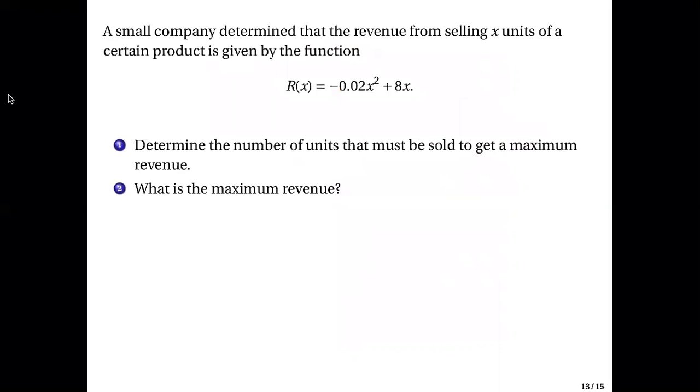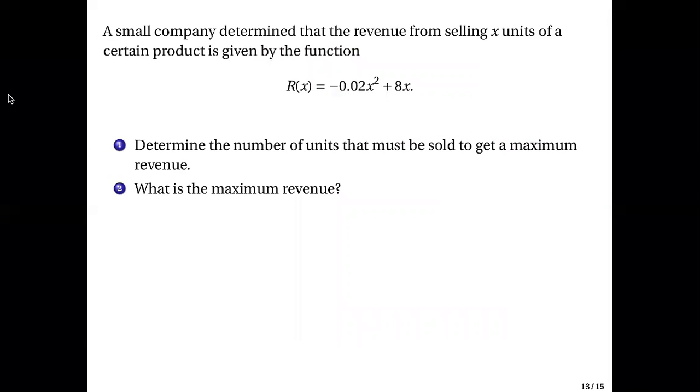Next problem here. A small company determined that the revenue from selling x units of a certain product is given by the function R of x equals negative 0.02 x squared plus 8x. Determine the number of units that must be sold to get the maximum revenue. What is the maximum revenue?